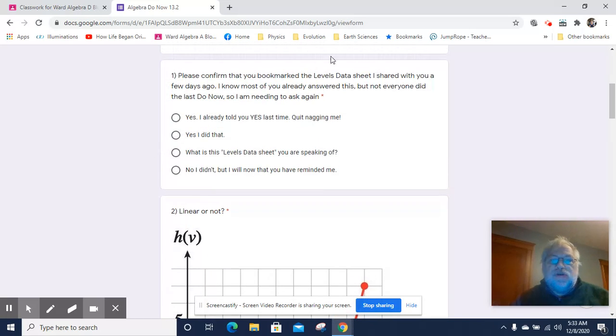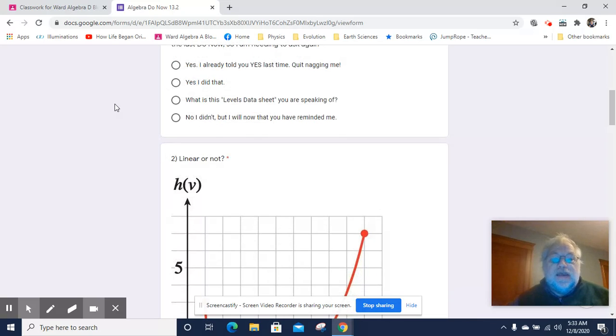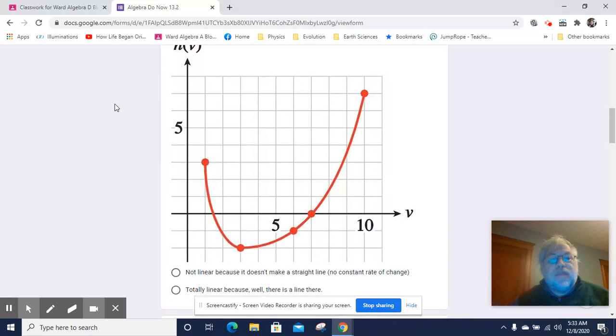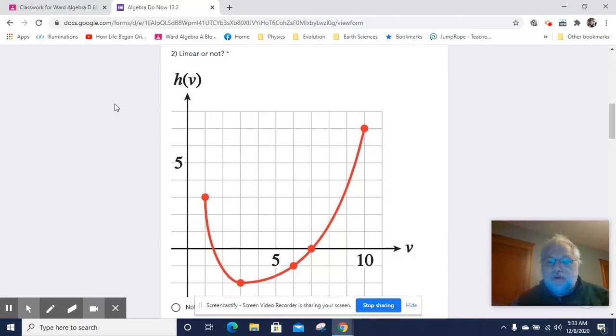So please do make sure you have bookmarked the levels data sheet. Later this week, I'll be adding the linear levels into there as I work towards updating things, of course, for the report cards. So, linear or not?